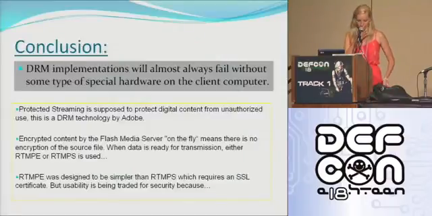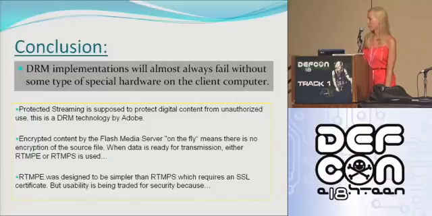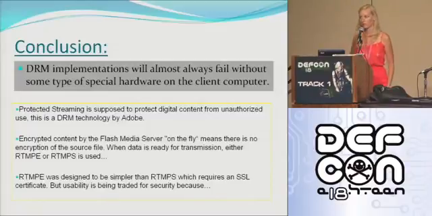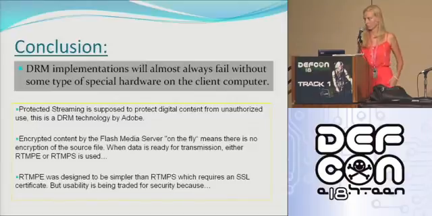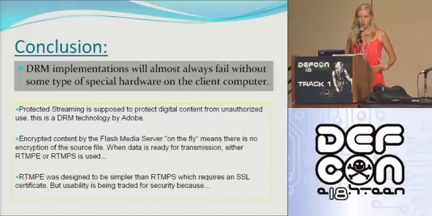All right, so the conclusion about this. DRM implementations are almost always going to fail without some type of special hardware on the client computer. Adobe should fix their protocol instead of doing DMCA takedowns on tools that are capturing the streaming. And they're recommending the RTMPE protocol over SSL, saying it's robust and everyone should be using that, and it doesn't protect against stream ripping.